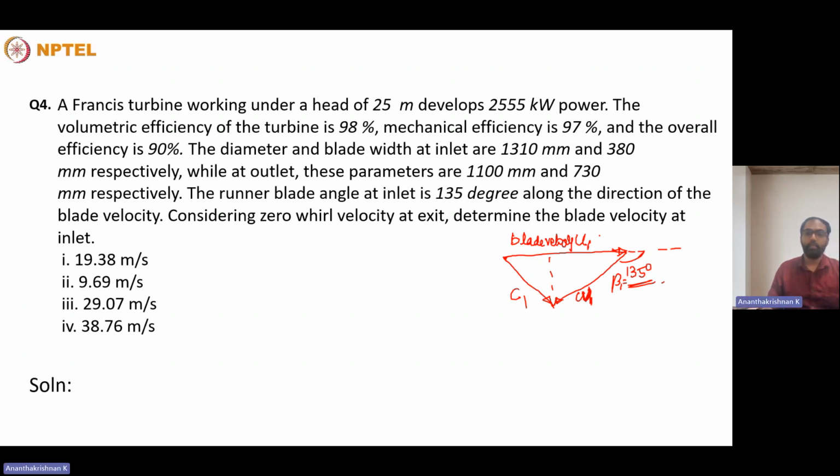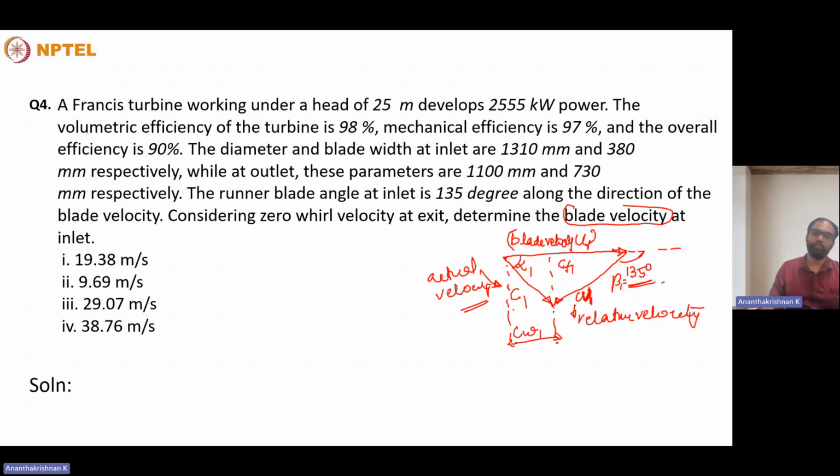In this particular problem, there was a small correction. We need to determine the blade velocity. The blade velocity term is U1. This W1 term is the relative velocity. This is the actual velocity. We need to calculate the U1 term from this velocity triangle. This is θ1, and corresponding this one will be the alpha1, and this one will be the flow component of the actual velocity, and this term will be the whirl component of the actual velocity term.